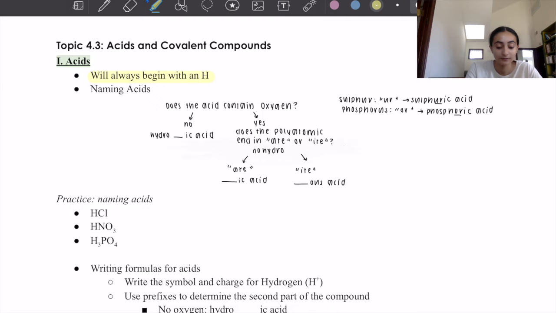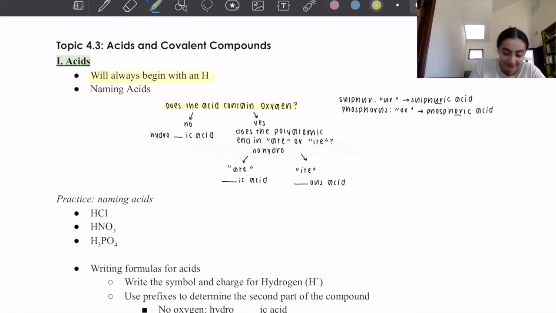To give you an overview, acids will always begin with an H. That's how the formula will start. It'll be H and then either a polyatomic ion or another element. With naming acids, this is kind of a flow chart that I learned that I like to follow, and it helps make sure you're naming them correctly. The first question we want to ask ourselves is, does the acid contain oxygen?